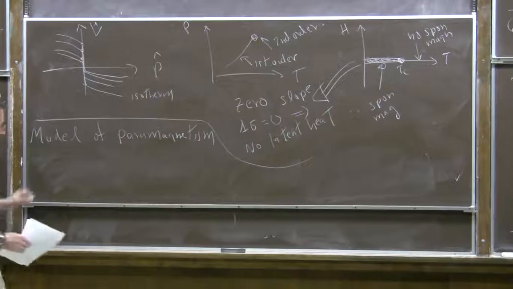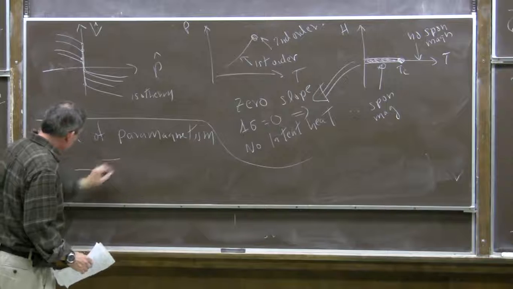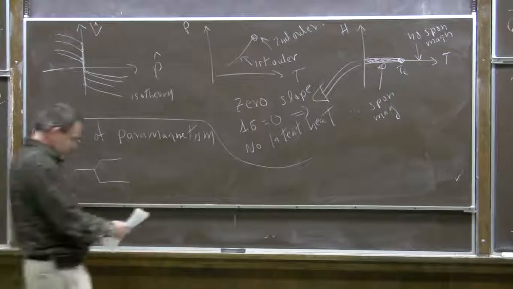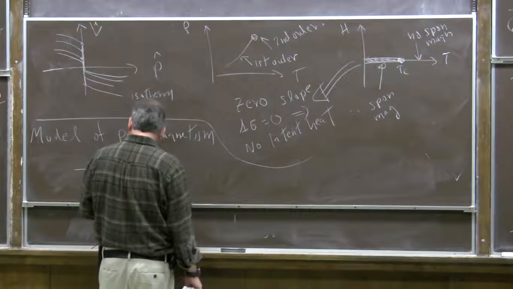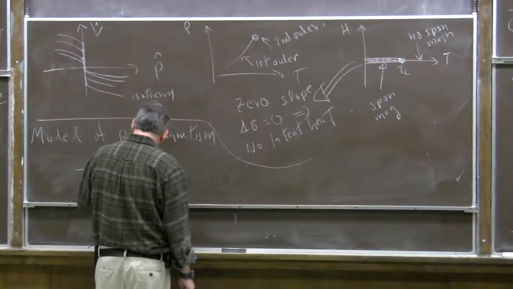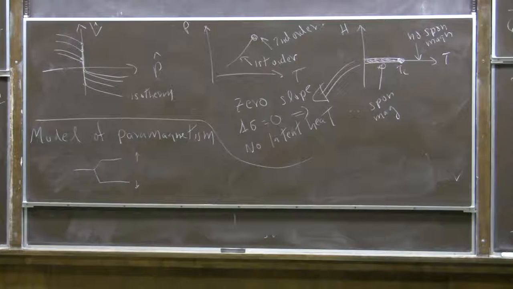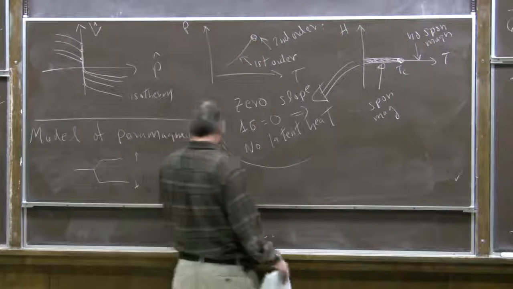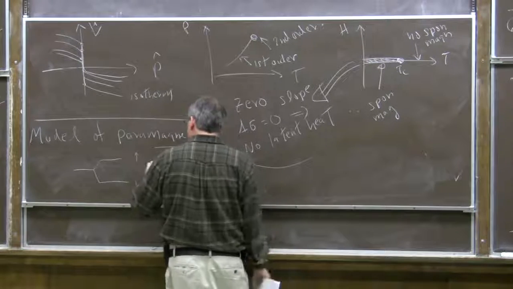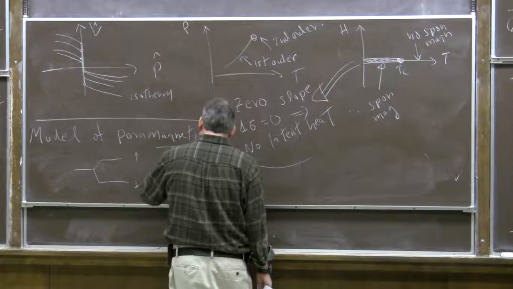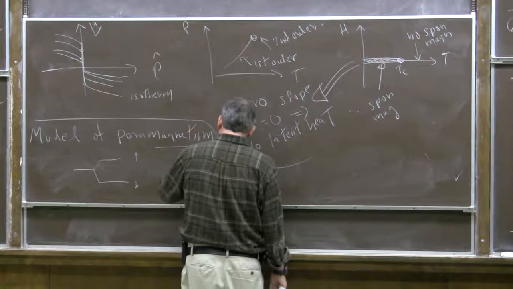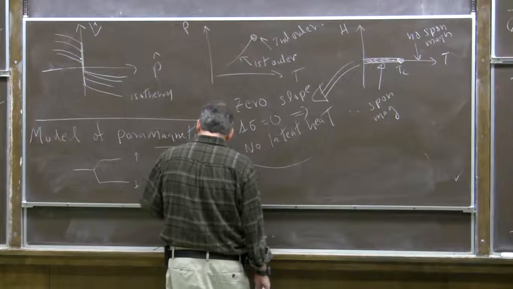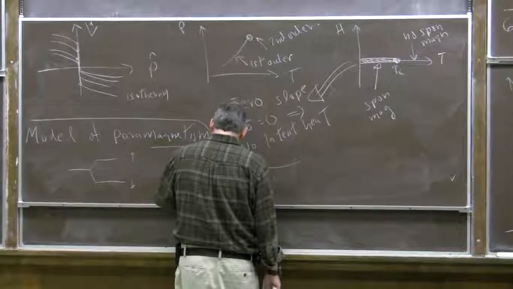A spin has a magnetic moment, so when we turn on the field, there's an energy splitting between spin up and spin down. I guess I'll make the higher energy one spin up. And the splitting, if we apply field, I'm now going to call it B instead of H for a reason you'll see in a minute. B equals applied field. Mu equals magnetic moment of the spin.